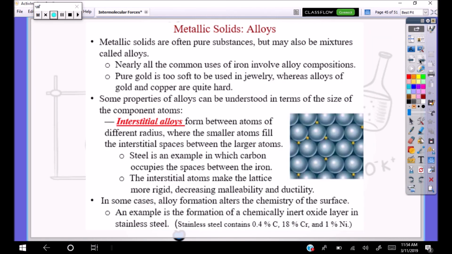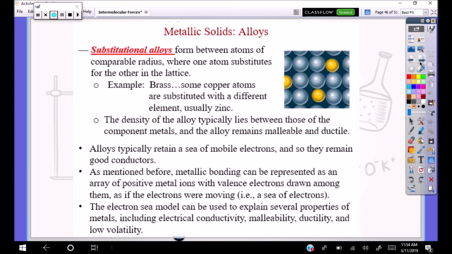We also have alloys. Metallic solids are often pure substances, but we can also make mixtures called alloys. We have interstitial alloys where we are able to put smaller atoms in between the spaces of the larger atoms. So steel would be a good example there. And then we also have substitutional alloys like brass, where we stick the atoms of one metal in between atoms of the other metal. So they just end up alternating rather than being kind of shoved in between the atoms in the spaces. And you can read through each of those things momentarily.